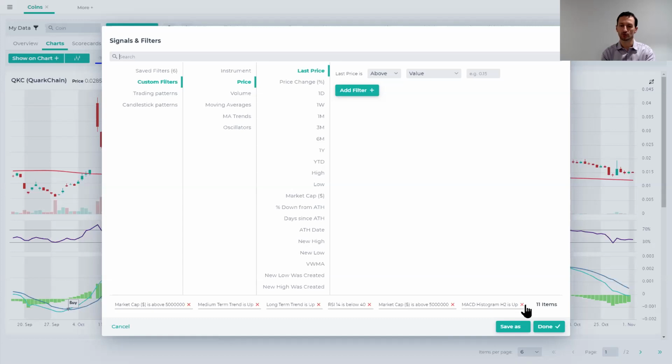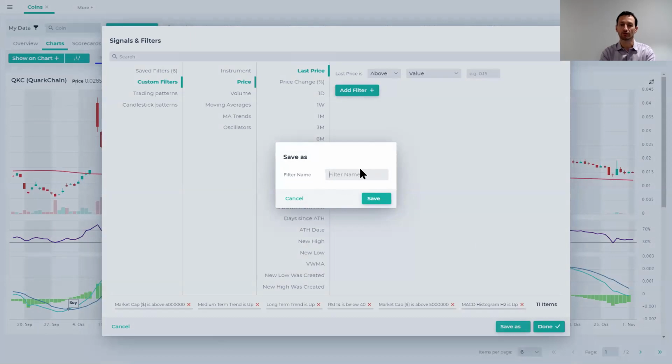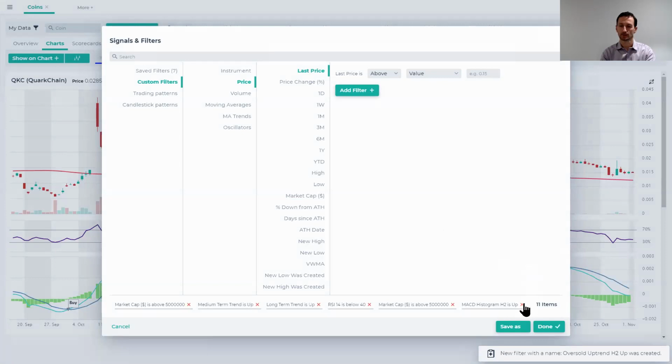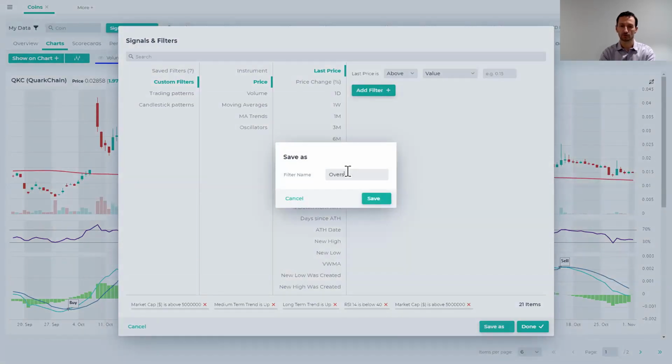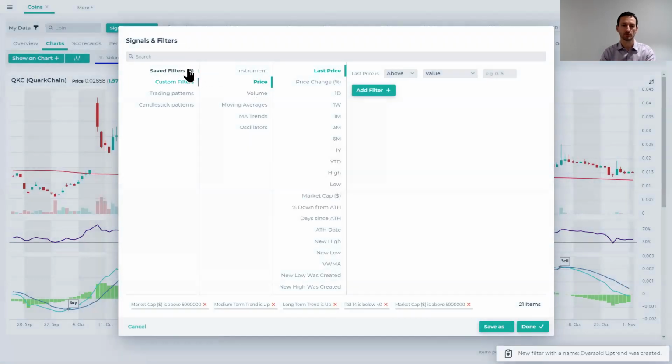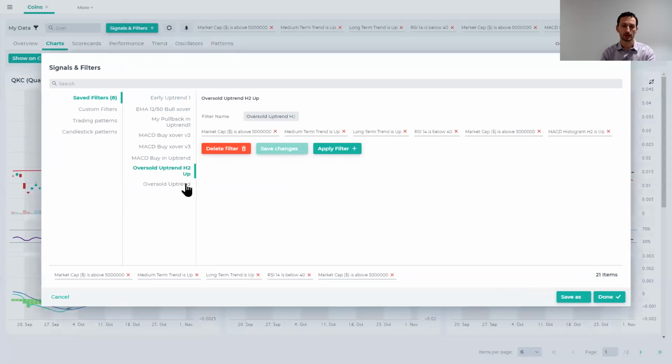It doesn't have to be. I think what you should do is probably create and save multiple versions of this filter. So this is oversold uptrend, and we'll say H2 up. So that's my filter, and now I'm going to get rid of the MACD histogram and save it as a more relaxed version. All right, and I have both of these filters now in my saved filters right here and here.